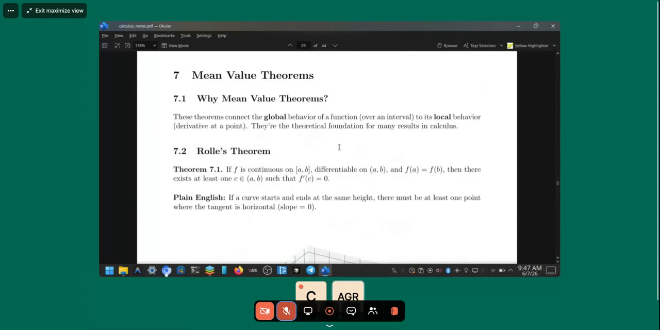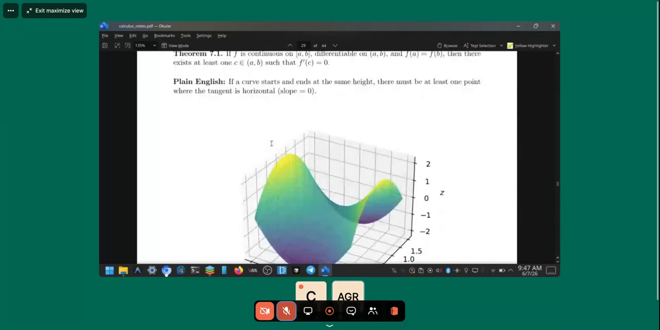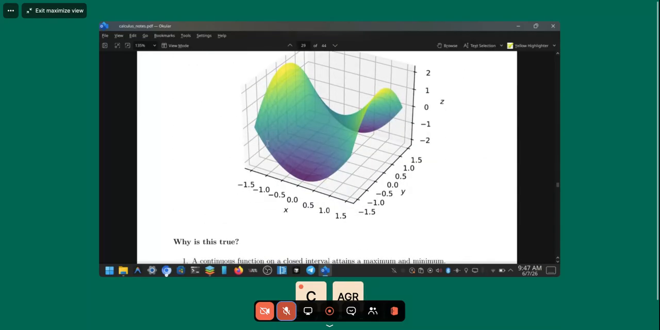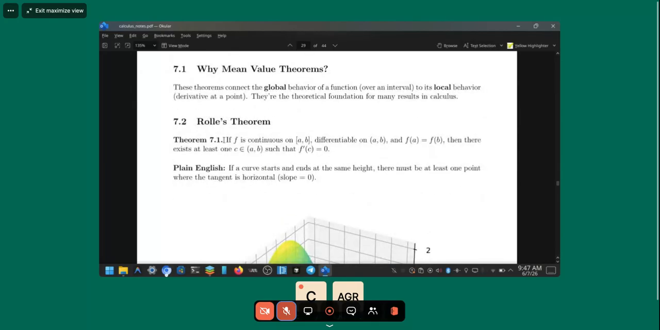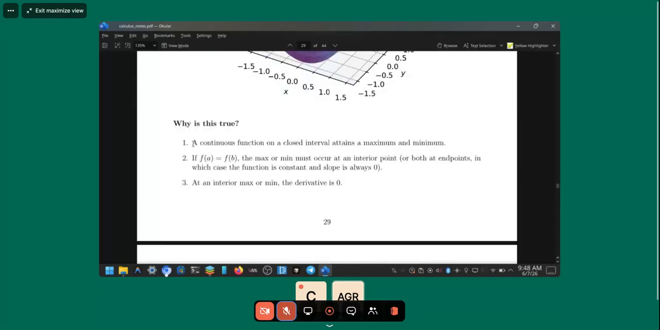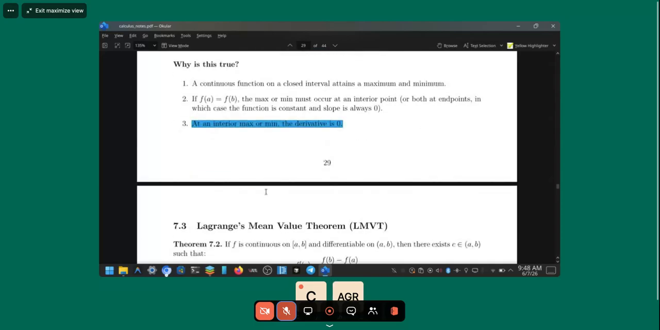Then this is Rolle's theorem. This graph is for your understanding. If f is continuous on a comma b, differentiable on a comma b, and f of a is equal to f of b, then there exists at least one constant c that belongs to a b such that f dash of c is equal to 0. Why this is true: a continuous function on a closed interval attains a maximum and minimum. If f of a is equal to f of b, then the maximum or minimum must occur at an interior point or both endpoints. At an interior maximum, the derivative is 0.